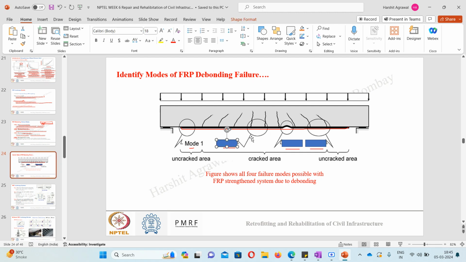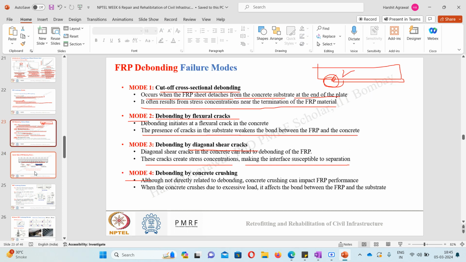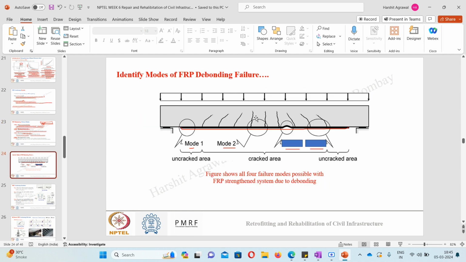Second one, you can see longitudinal cracks that are happening. This failure will be the mode 2 failure, which is debonding due to flexural cracking that happened near the midspan. Because near the midspan, my bending moment will be maximum, so the chances of flexural cracking were maximum here. And you can see the mode 2 type of failure that arose here.